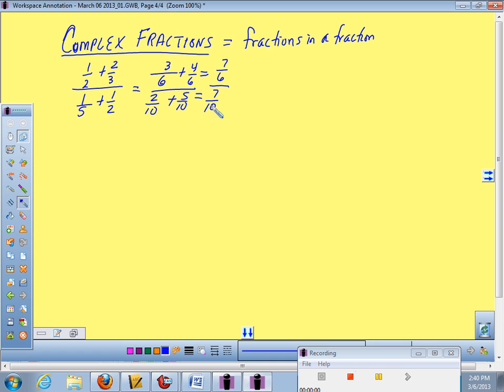Now you're down to one fraction top, one fraction bottom. Now you can multiply by the reciprocal, which would give us 7 6 times 10 sevenths. 7 cancel. I can take a 2 out of both of those and a 5, so I'll actually end up with 5/3.